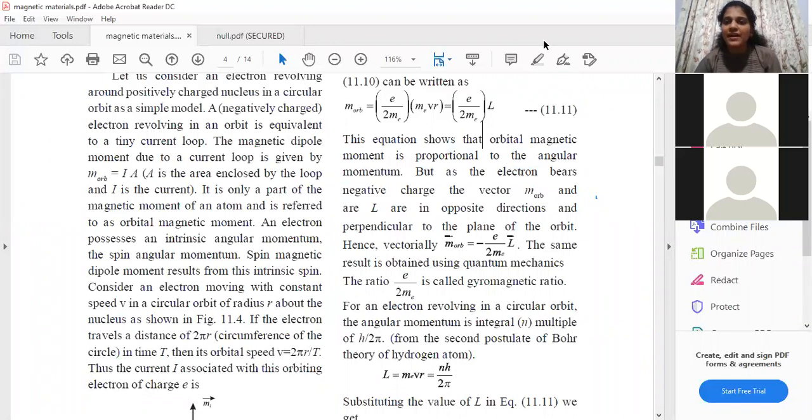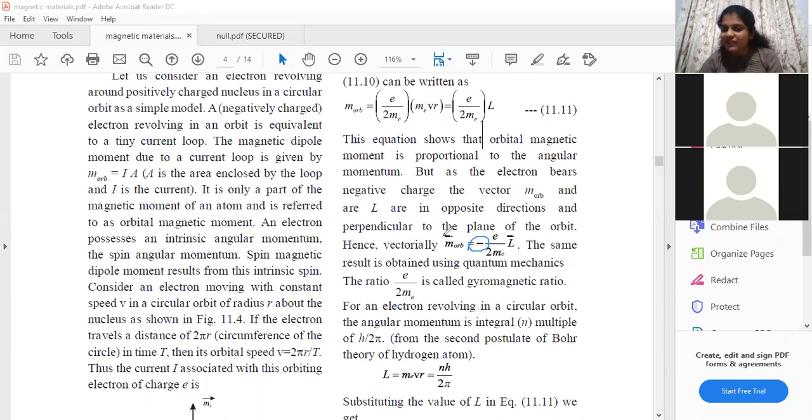All right. So this part is constant. So we can conclude that the dipole moment is directly proportional to the angular momentum. Okay, it is very obvious. Let's just continue. But as the electron bears negative charge, the vectors m_orb and L are in opposite directions. So when we write this scalar formula in vector form, we have to include the minus charge, because in vector form we have to show the direction as well. Yes or no? And the electron is negatively charged, so we'll involve this minus sign as well.